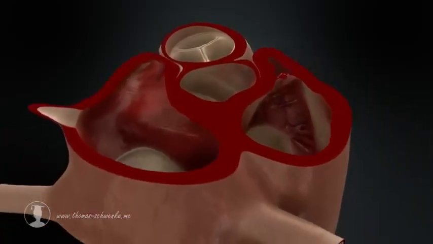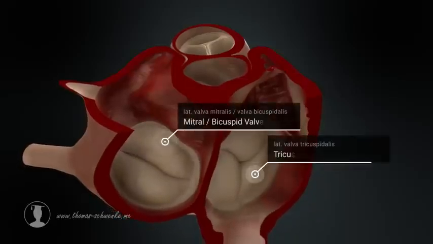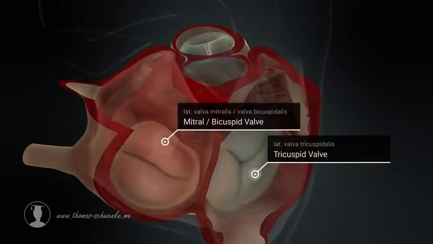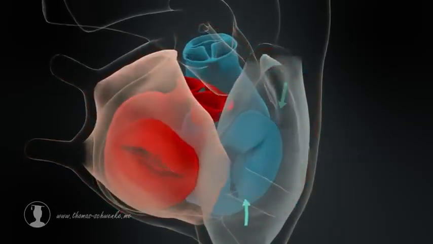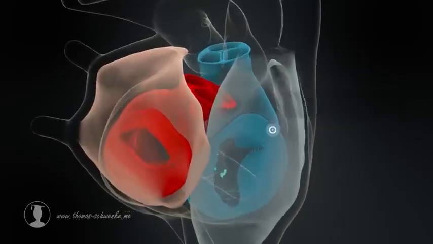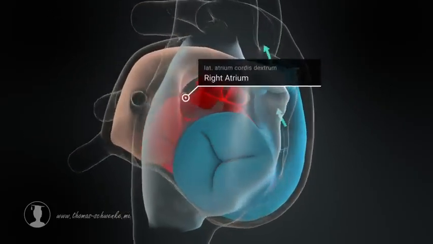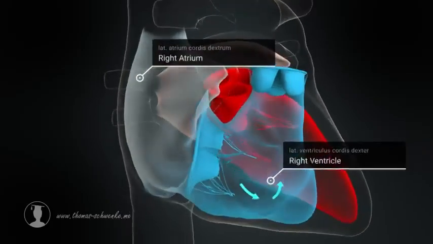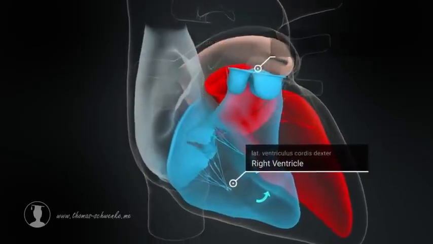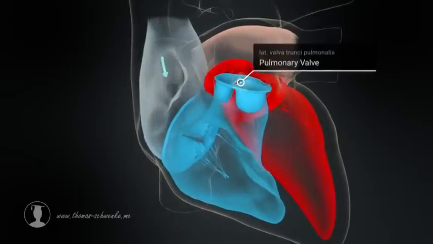The heart has 2 other valves that consist of leaflets, or cusps too. The mitral valve consists of 2 leaflets, and the tricuspid valve has 3 of these leaflets. When the tricuspid valve opens, deoxygenated blood flows from the right atrium into the right ventricle. The deoxygenated blood then flows through the opened pulmonary valve and then enters the lungs via the pulmonary artery.